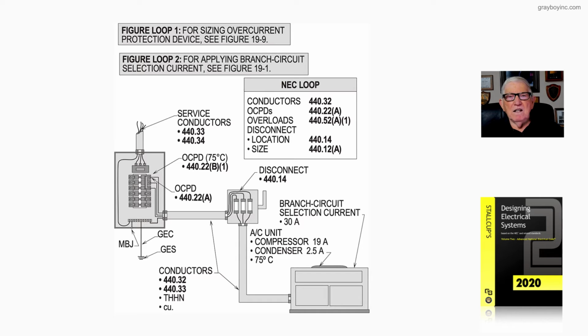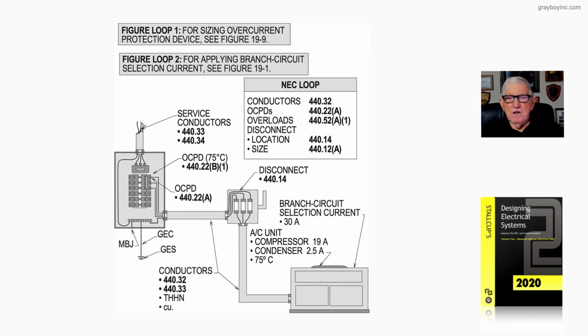Now, the NEC loop says, hey, if you want to size the overcurrent protection device and you want to see an illustration illustrating how to do that, figure 19-9. If you wanted to size everything to the unit based upon the branch circuit selection current, see figure 19-1.